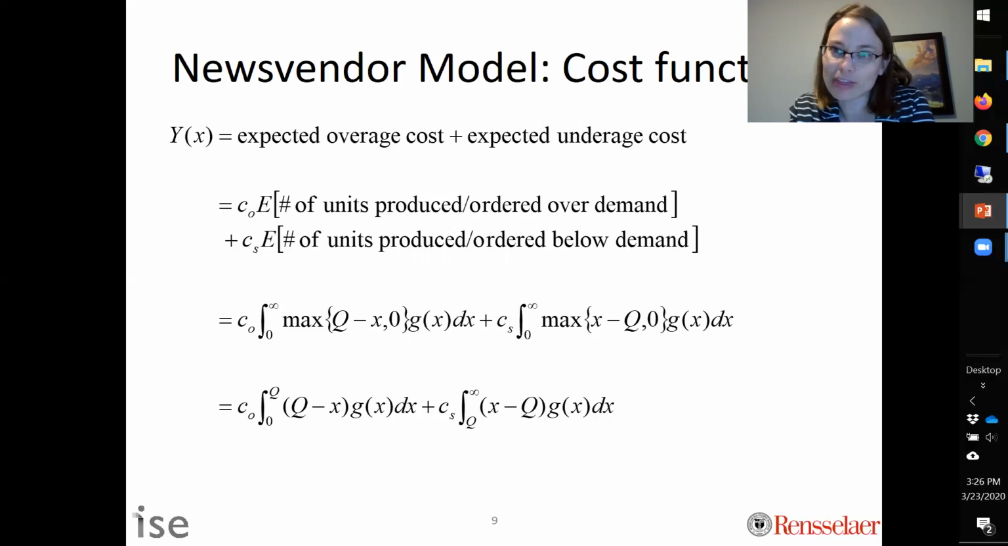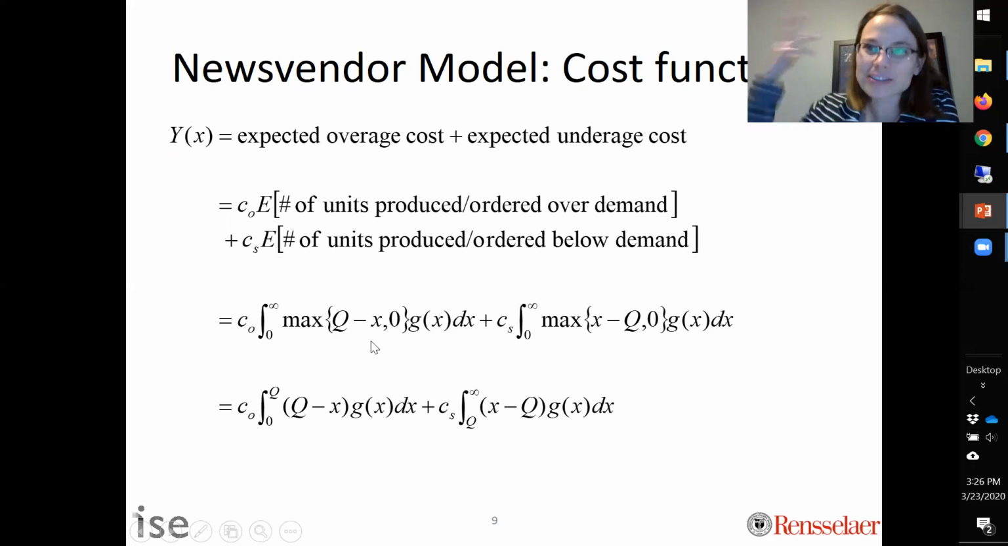If we think back to a probability and statistics class, the definition of the expected value for a continuous distribution maybe reminds you of what's going on here. What's going on? Well, if we're over, that means we have more Q than X. Why is it max 0? Because we don't want a negative number. We only get an overage cost if Q is bigger than X. If Q is less than X, there's no overage cost, and that would be 0.